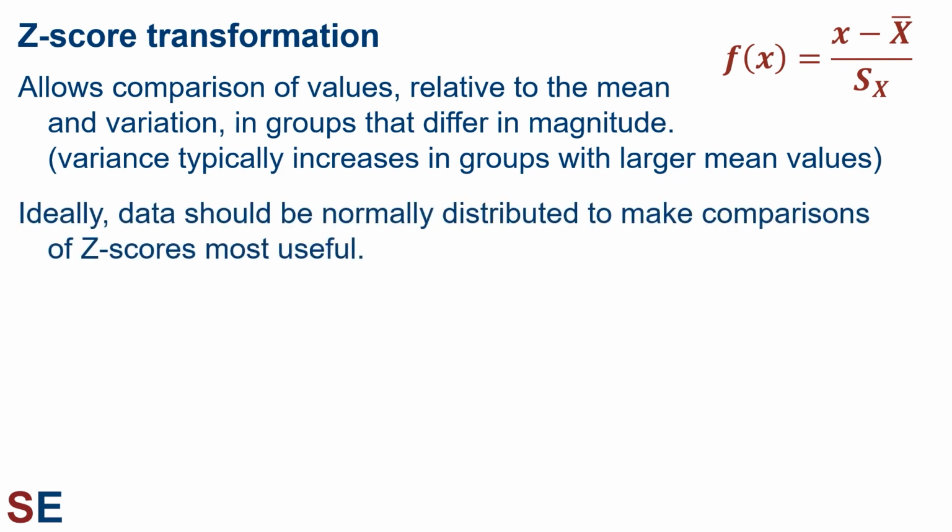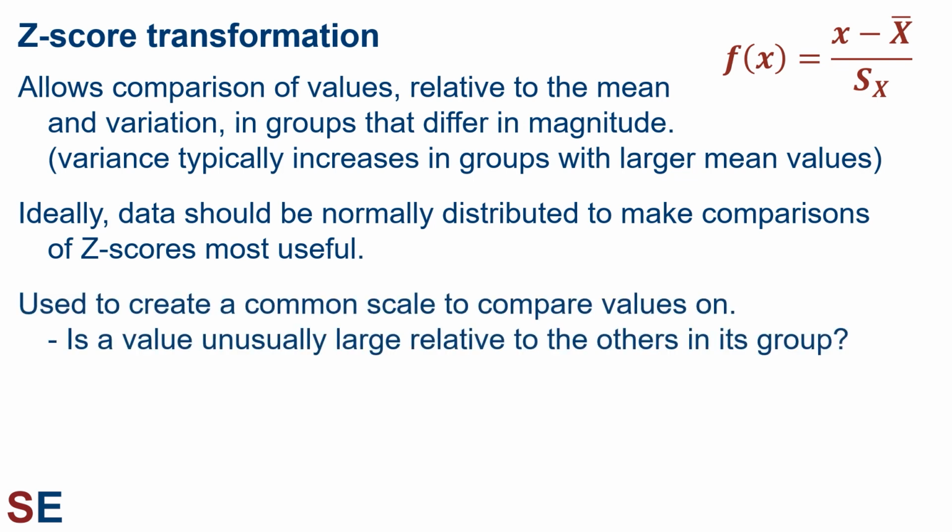Ideally, the data should be normally distributed to make comparisons of z-scores most useful. But lots of datasets lack this property, and we still want a good way to compare relative values within sets with different means. This transformation is therefore used to create a common scale to compare values on. That is to say, is the value unusually large or small relative to the others in its group?